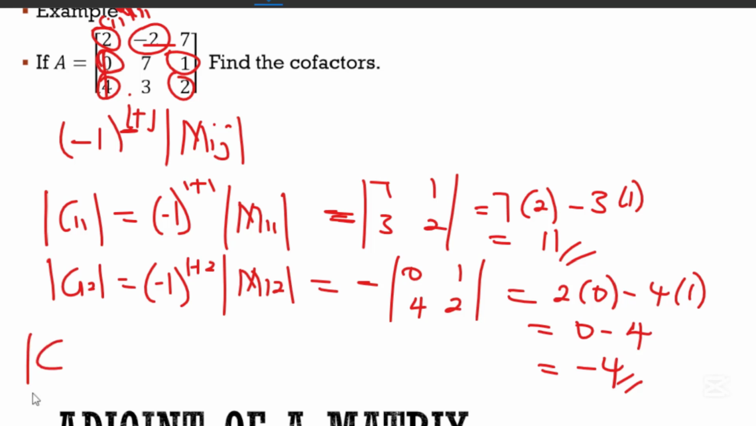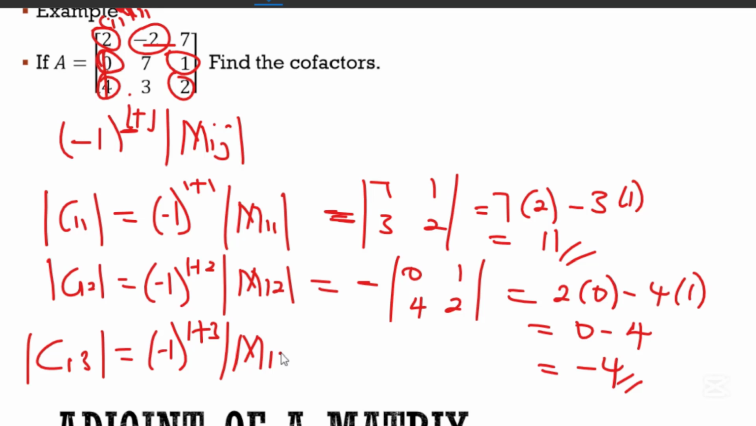So it means that the next one is going to be plus, which is C13. We have (-1) to the power 1 plus 3, times M13. Plus, minus, plus, so it is equal to plus. So the next element is 7. We delete all elements in the row and column of that element.